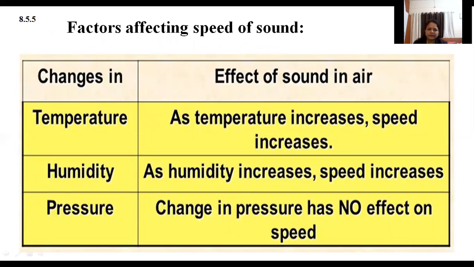The factors affecting the speed of sound: the temperature. As the temperature increases, the speed of sound also increases, that we have seen now. Now the second factor is the humidity, and we have derived the equation for this also, that as humidity increases, the speed of sound also increases. And for the pressure, the change in pressure has no effect on the speed of sound. These are the factors which affect the speed of sound.